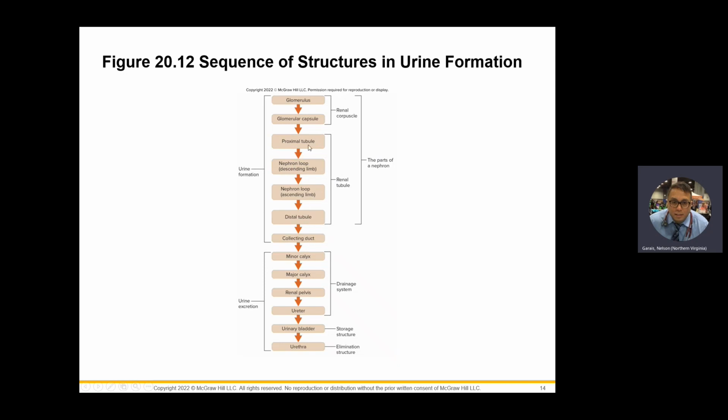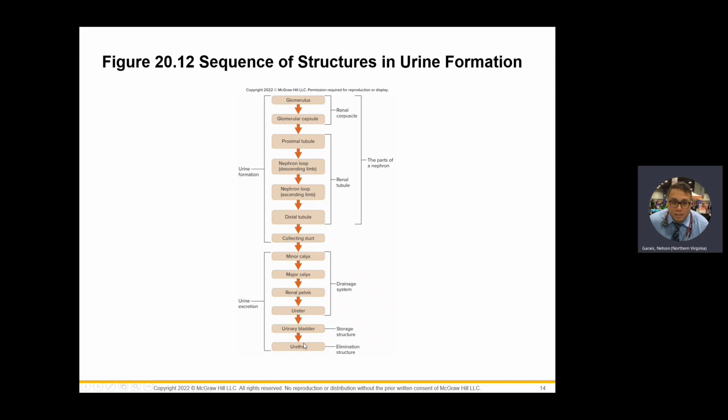And then, of course, if I have a proximal convoluted tubule, I have to have a distal convoluted tubule into some sort of collecting duct. From that collecting duct, you can insert here in your notes, before the minor calyx, we know that there are pyramids. Then major calyx, renal pelvis, and of course the ureter, which is the tube that goes from your kidneys to your urinary bladder, which is the temporary storage.